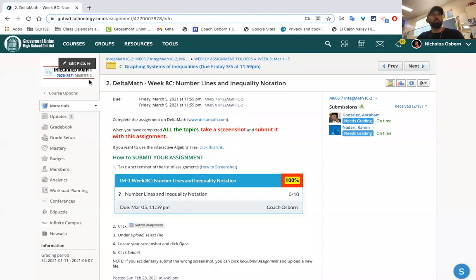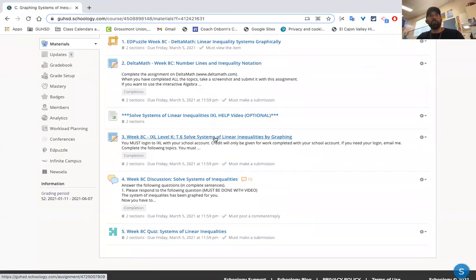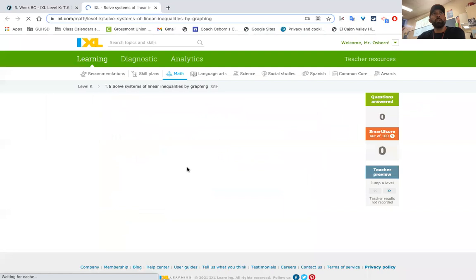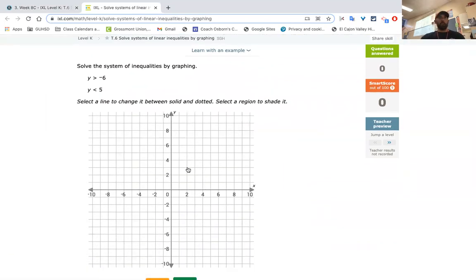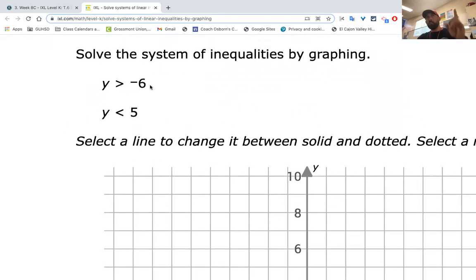Okay, so now let's jump over to the next one, system of inequalities. We do IXL. Now we have a system, meaning that we are going to graph more than one. So now you have 2 lines to graph on a coordinate plane this time. I'll start with the first one. If you remember when I showed you this the first time, if you do not have an x, that's a straight across line or a horizontal line.